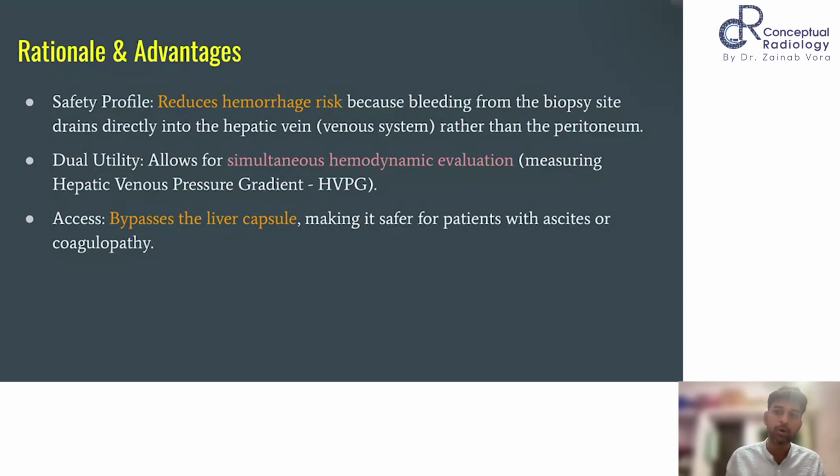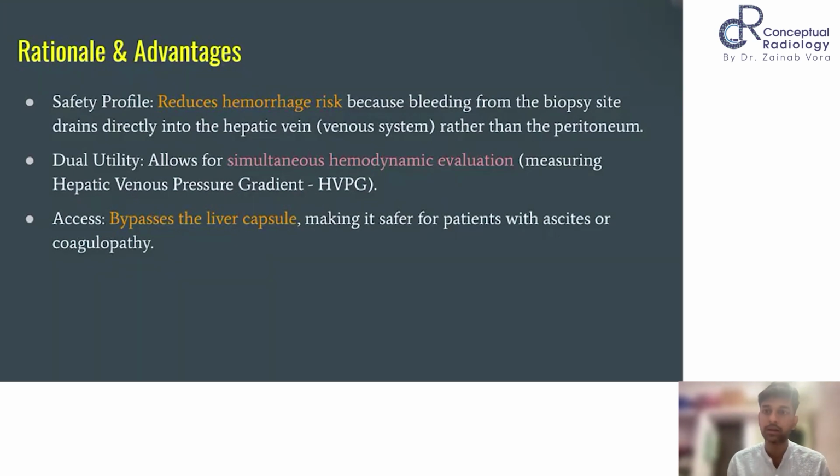biopsy. So what we do in transvenous biopsy or transjugular liver biopsy is we don't puncture the capsule at all. So we go through the vessel. We go through the venous structures starting from the neck up to the liver parenchyma, and we just puncture the vessel wall, taking a sample from the adjacent liver parenchyma. So that is what we do. Indirectly, it reduces the hemorrhage risk, be it capsular hemorrhage or intraperitoneal hemorrhage.